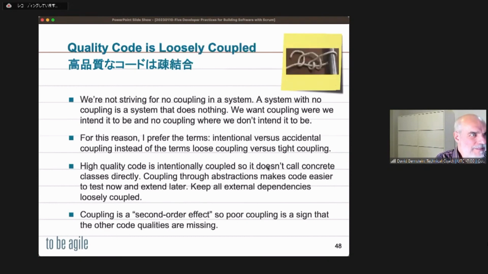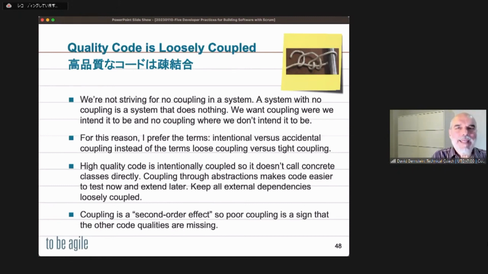Quality code is also loosely coupled. And we're not striving for no coupling in the system because that's a system that does nothing. We're striving to have coupling where we intend it to be, but no coupling where we don't intend it to be. Because of that, instead of using the industry terms, loose coupling and tight coupling, which confuses me, I never know which one is the good one and which one is the bad, I prefer the terms intentional and unintentional or accidental coupling. And then we know which one is the good one and which one is the bad.